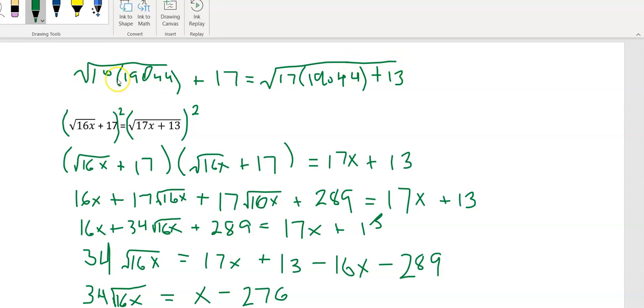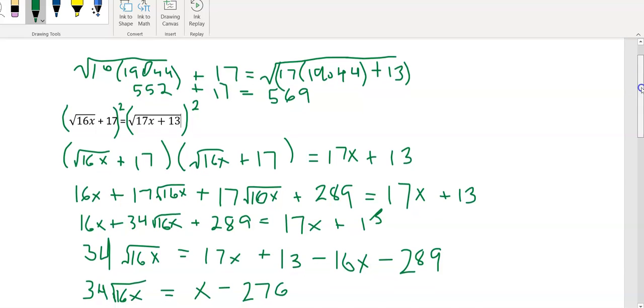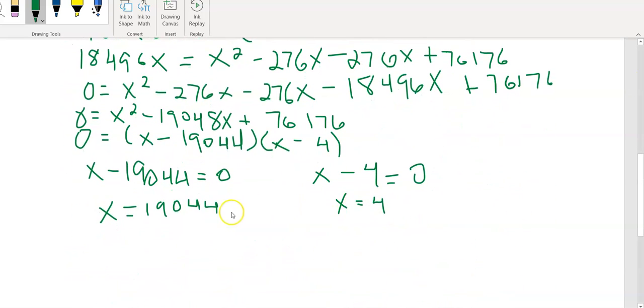And let's let our calculator do this. So square root of 16 times 19,044. That ends up being 552 plus 17. And then I'll go ahead and let my calculator do all of this over here. Be sure when you put it in that you put all of that in parentheses like that. So that ends up giving us 569. And of course we can see that that will add to 569. So this will be a true statement. So this solution is correct.